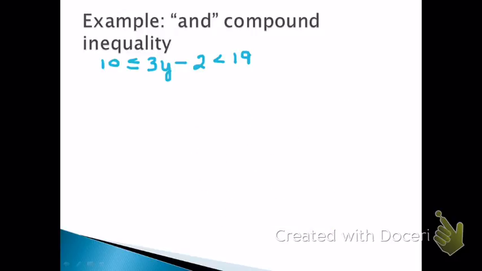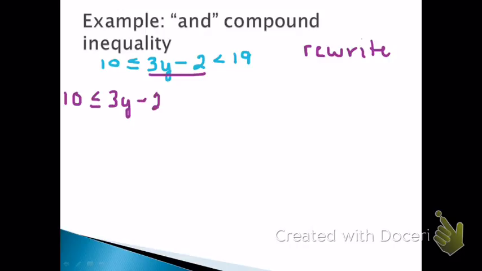Okay, we have a compound inequality. You'll notice that there are two different inequality symbols. And you'll also notice this piece here in the middle is in between them. This is really two inequalities. So what we're going to do is split this up and rewrite. We're going to rewrite this as 10 is less than or equal to 3y minus 2.